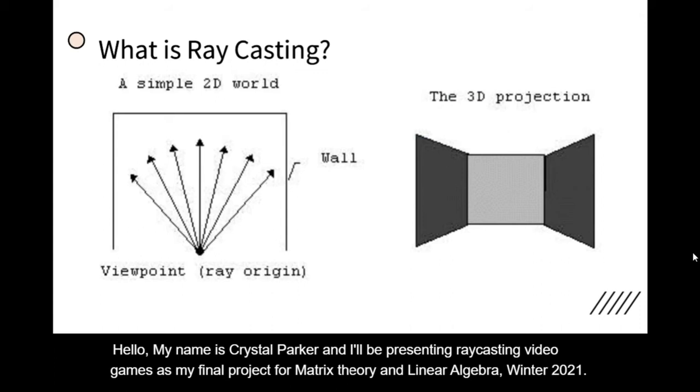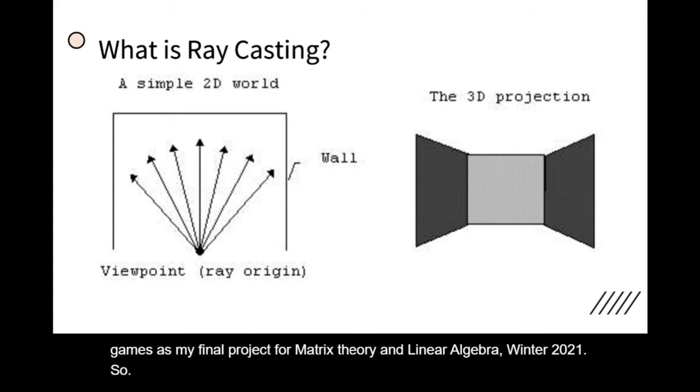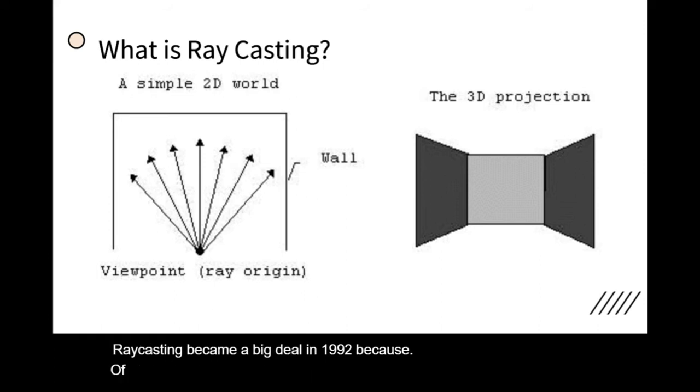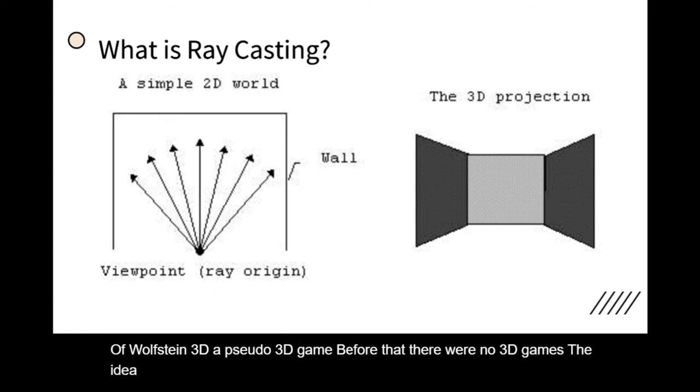So, what is raycasting? Raycasting became a big deal in 1992 because of Wolfenstein 3D, a pseudo 3D game. Before that, there were no 3D games. The idea is that by tracing imaginary rays from the player's location on a 2D map, you can create a 3D projection in the player's viewpoint.